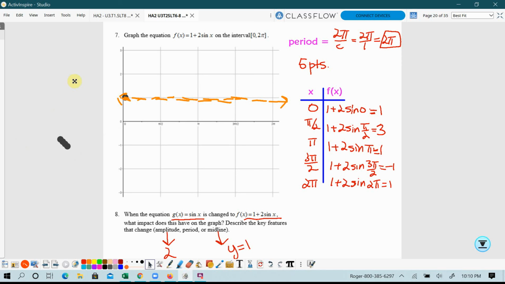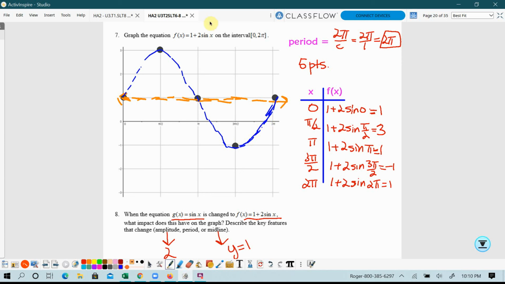So the first point we plotted was at 0, 1, then pi over 2, 3, and then pi, 1, and then we're going below to 3 pi over 2, negative 1, and we're going back to 2 pi at 1. There we go. You have a sine graph.